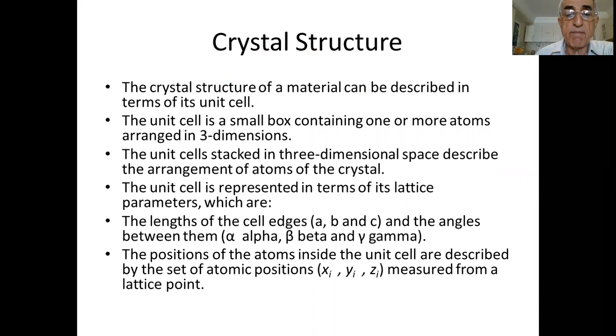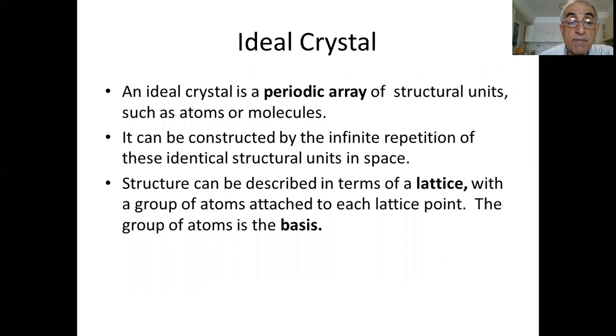Crystal structure of a metal can be described in terms of its unit cell. The unit cell is a small box containing one or more atoms arranged in 3 dimensions. The unit cells stacked in 3-dimensional space describe the arrangement of atoms of the crystal. The unit cell is represented in terms of its lattice parameters, which are the lengths of the cell edges A, B, and C, and the angles between them, alpha, beta, and gamma. The positions of the atoms inside the unit cell are described by the set of atomic positions xi, yi, and zi, measured from the lattice point.